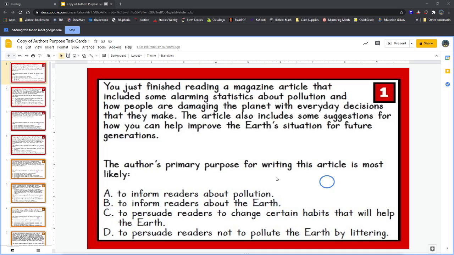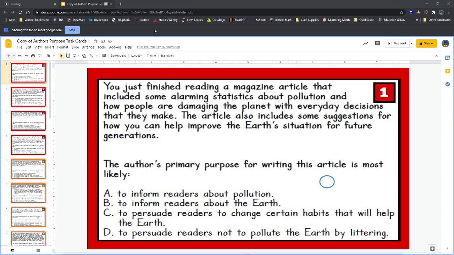Inform. Do you think it's just giving us information? But no, entertain. Well, we don't have any answer choices that say entertain. Don't just spit out answers for me. I mean, persuade. I meant persuade. Persuade. But don't just spit out answers, Nakai. Make sure you look back at it and what is the article telling us?